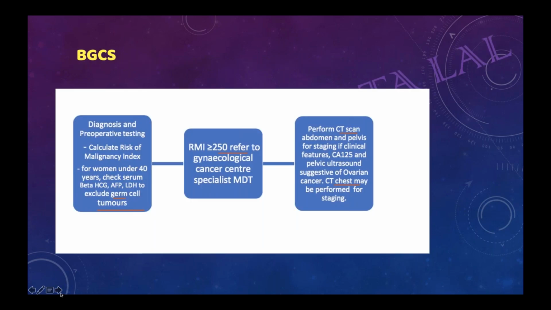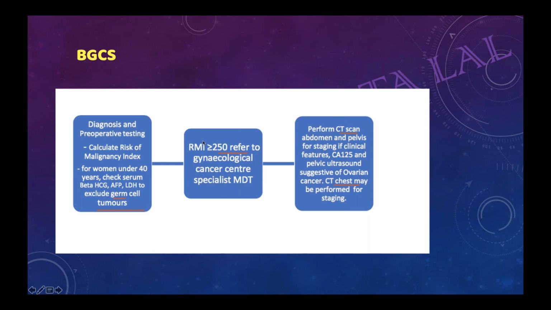This is again a chart from the BGCS. I just put it here, but this I have already spoken about. First, there will be calculation of the RMI index. If it is more than 250, referral, and if there is suspicion of cancer, consideration of CT scan of abdomen and pelvis for staging. If clinical features are there, a CT chest may be done. If some symptoms are there, then before going for surgery.